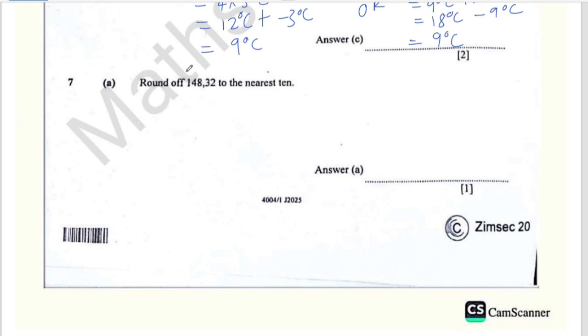Question 7a says, round off 148.32 to the nearest 10. So we need to write the place values. The first one is hundreds, the 4 is tens, the 8 is units, 3 is tenths, and then 1 over 100 and 1 over 10.